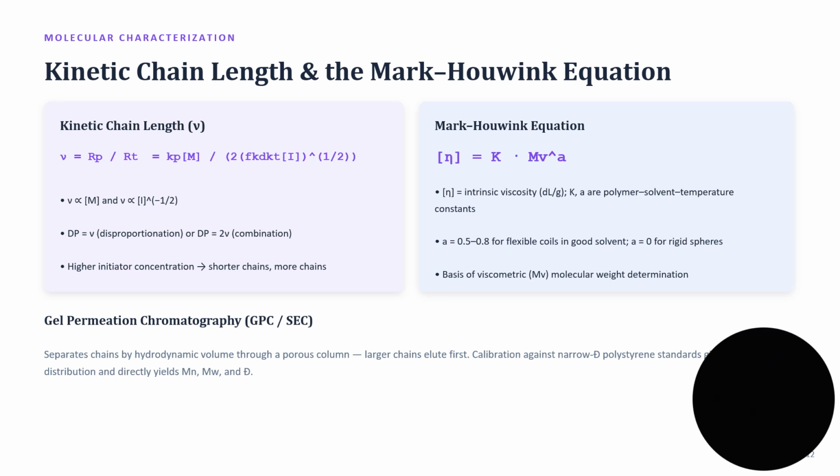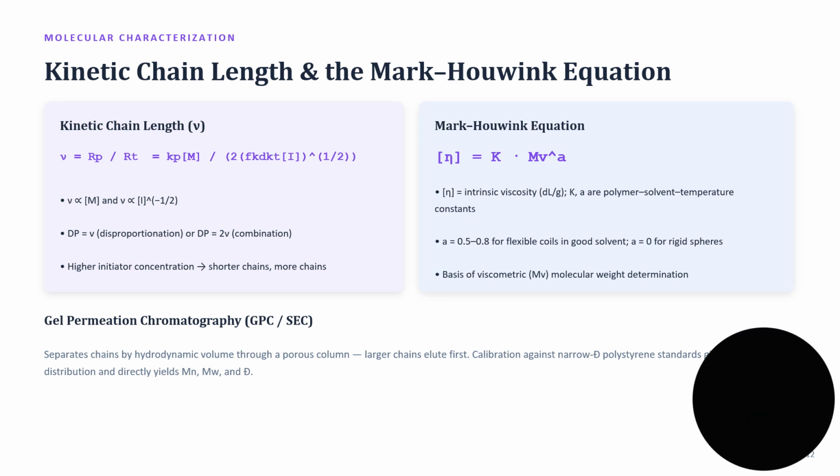First, kinetic chain length, denoted nu. This is defined as the rate of propagation divided by the rate of termination, and it works out to kp times monomer concentration divided by 2 times the square root of f kd kt and initiator concentration. Notice the proportionalities: kinetic chain length increases with monomer concentration but decreases with the square root of initiator concentration.